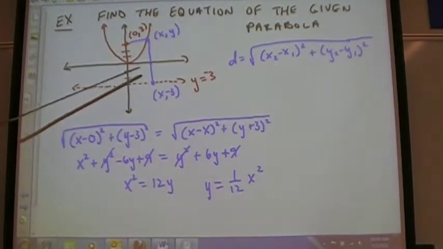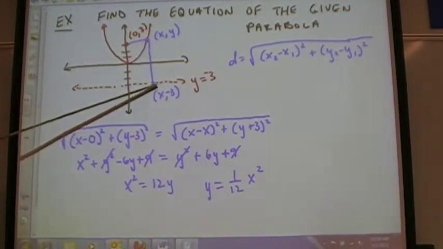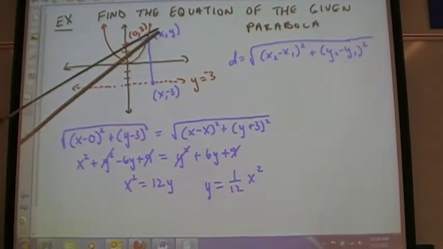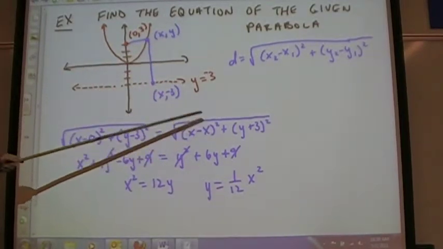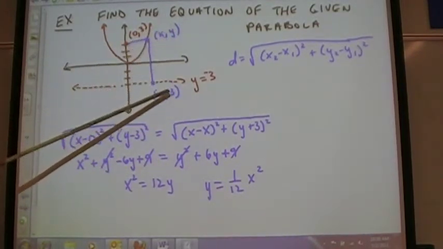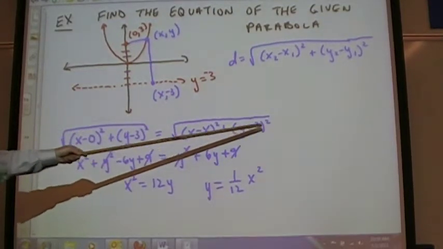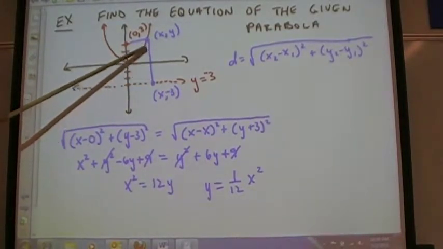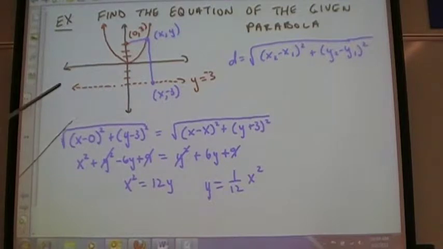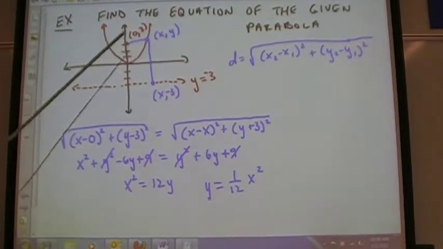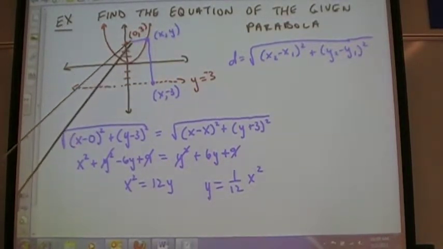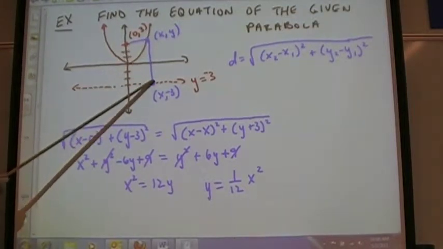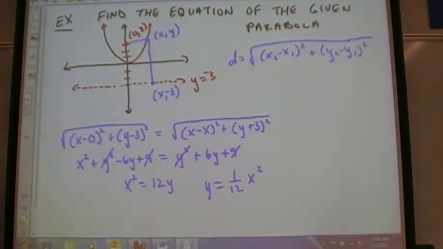Okay. Then I found the distance from here to here. They got to be equal. Square root of x minus x squared plus y minus a negative 3 squared, so it's y plus 3 squared. I don't get what the blue line is. Both of them are just showing, and like I said, it doesn't look like it up here because I'm not using graph paper, but this blue distance has to equal this blue distance based on your definition of a parabola. Okay?